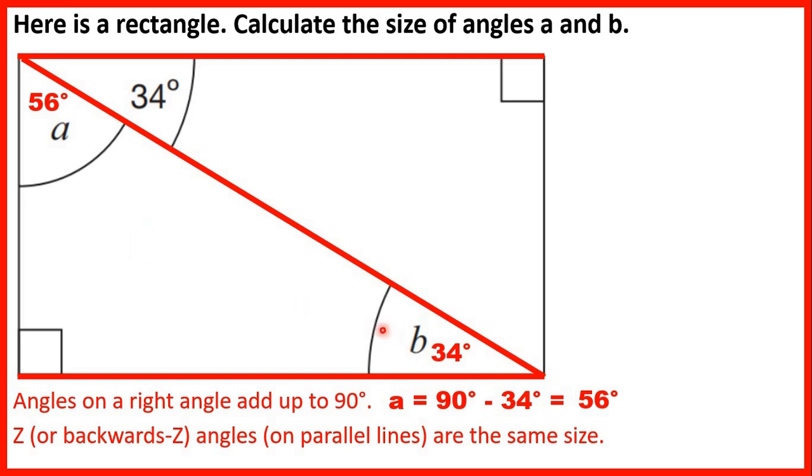We could also work this out in another way, because if we know that A is 56 and we know that this angle here is 90, we know that there are 180 degrees in a triangle, so we could add 56 and 90 and then subtract from 180, and that would give us 34, because 56 plus 90 plus 34 makes a total of 180, and that's how many degrees we have in a triangle.